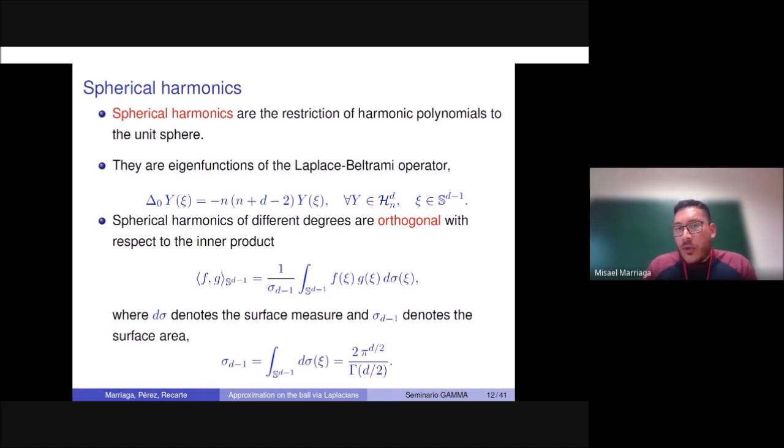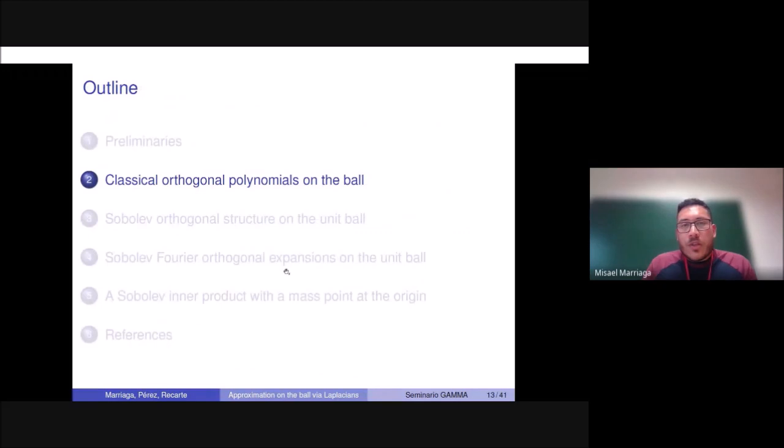So it is natural for me to be mentioning the spherical harmonics at this point. Okay. All right. So that was just a small reminder and setting notation for the rest of the work. And now I'm going to talk about the classical orthogonal polynomials on the ball.